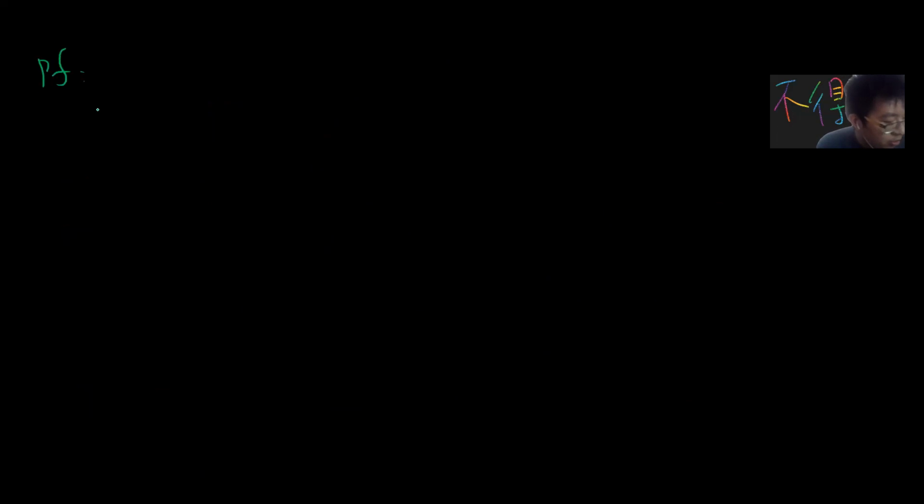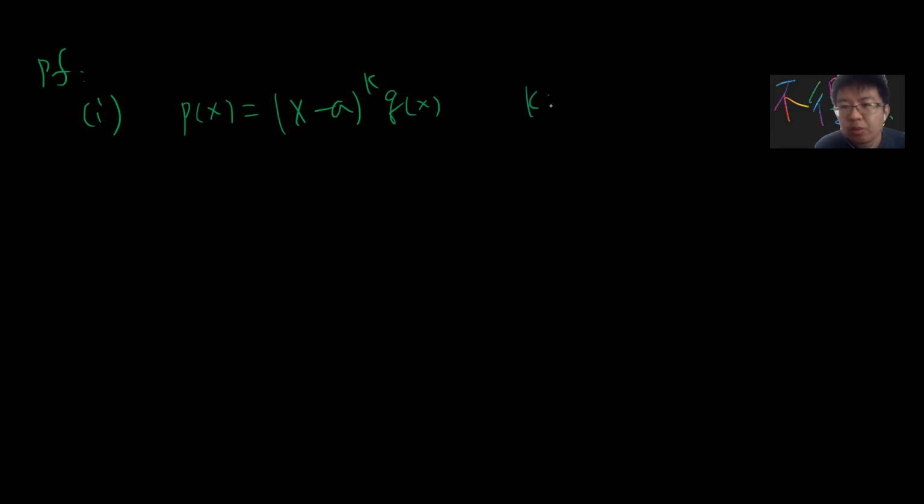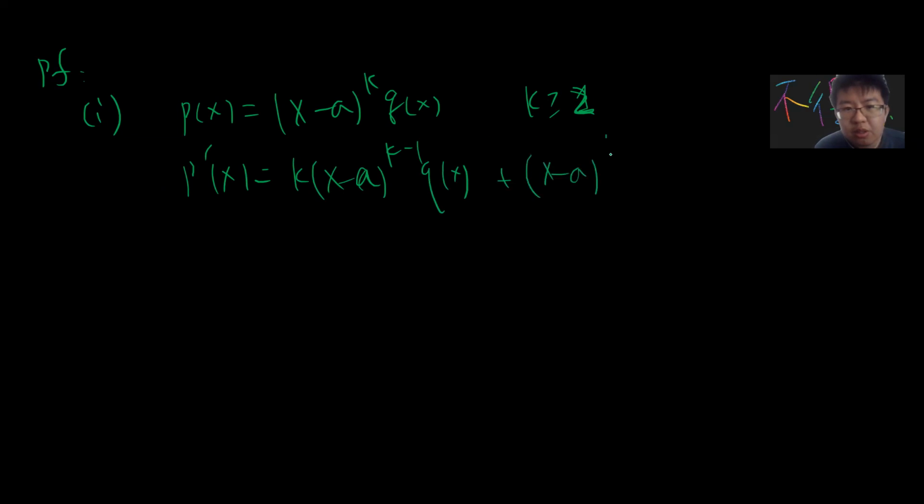Proof. Let's say I have 1, which is a is a multiple root, so I can say P(x) is (x minus a) to the k times Q(x), and k greater or equal to 2. Now I take the derivative, and I get this. Since k is greater or equal to 2, k minus 1 is greater or equal to 1, so I can plug in and P'(a) is 0.